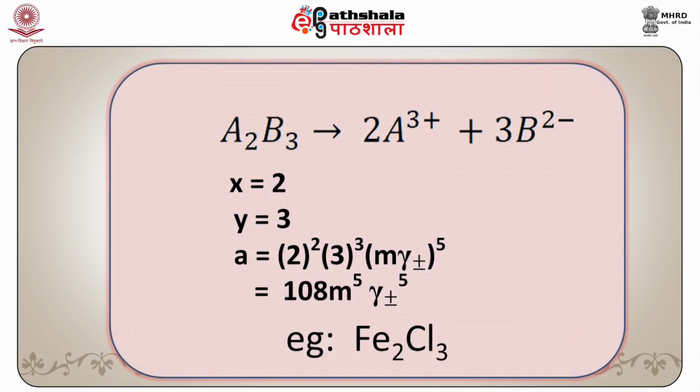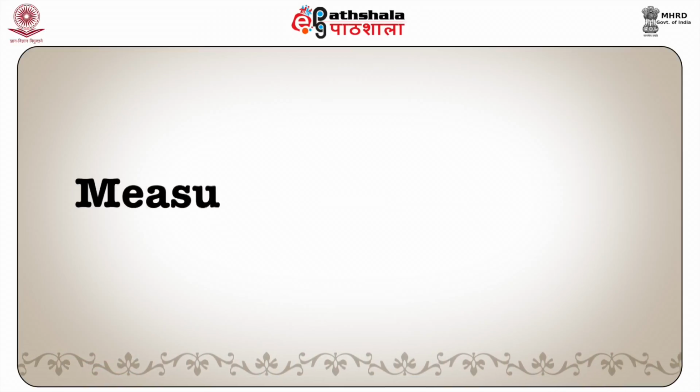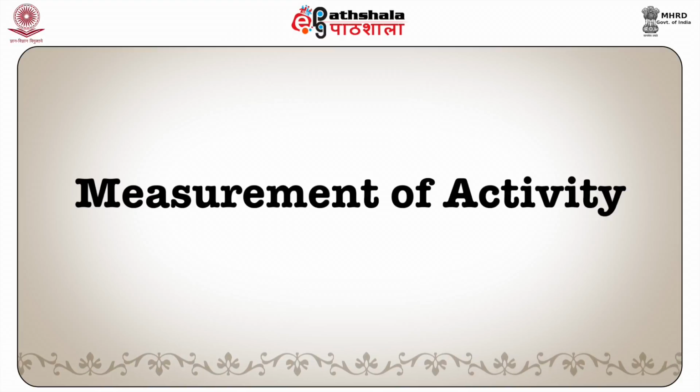For the electrolyte of type A2B3, which dissociates into twice A3 plus and thrice B2 minus, x is equal to 2 and y is equal to 3. Therefore, a will be equal to 2 to the power 2 into 3 to the power 3 into m gamma plus minus to the power 5, which gives a as equal to 108 multiplied by m to the power 5 multiplied by gamma plus minus to the power 5. An example is Fe2Cl3. Now, we shall talk about the measurement of activity.